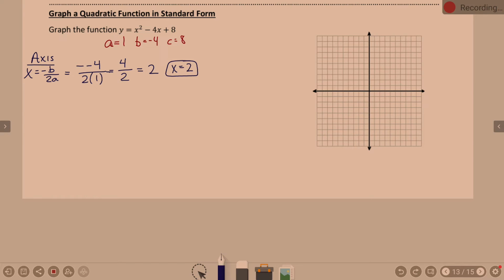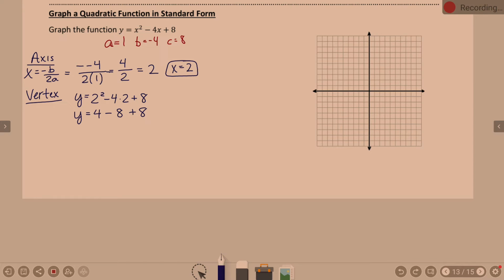Now that I have my axis, what do I find? Your vertex. We're going to find the vertex. How do I find the vertex? Plug it in. Okay, we're going to take that 2 we just found, and we're going to plug it into the equation. So, y equals 2 squared minus 4 times 2 plus 8. 2 squared is 4, minus 4 times 2 is 8, plus 8.